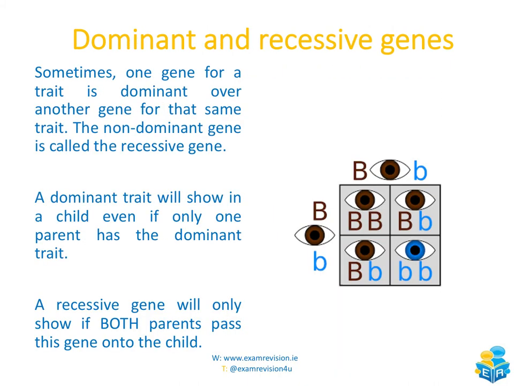Now, before we start to have a look at our genetic crosses, one of the last things we need to know, kind of as background information, is the idea of dominant and recessive genes. So sometimes one gene for a trait is going to be dominant over another gene for the exact same trait. The non-dominant gene is going to be known as the recessive gene. So a dominant trait will show in a child even if only one parent has the dominant trait. But a recessive gene will only show if both parents pass on that recessive gene to the child. So you're going to get one from your father, you're going to get one from your mother. And we can see that over here in what we call a Punnett square.